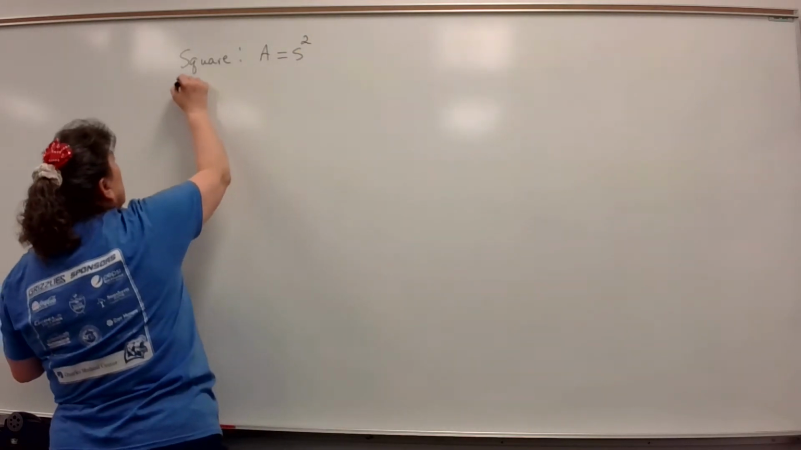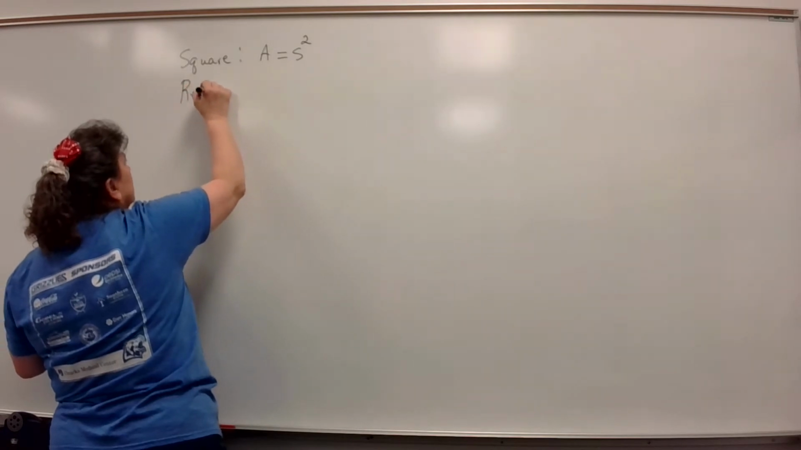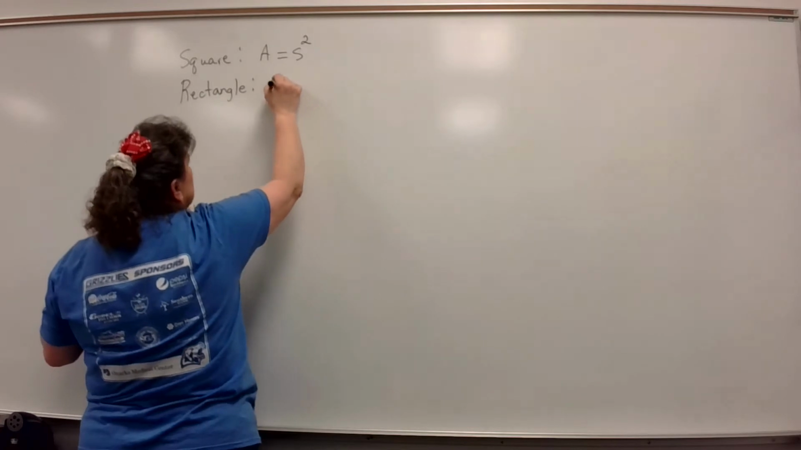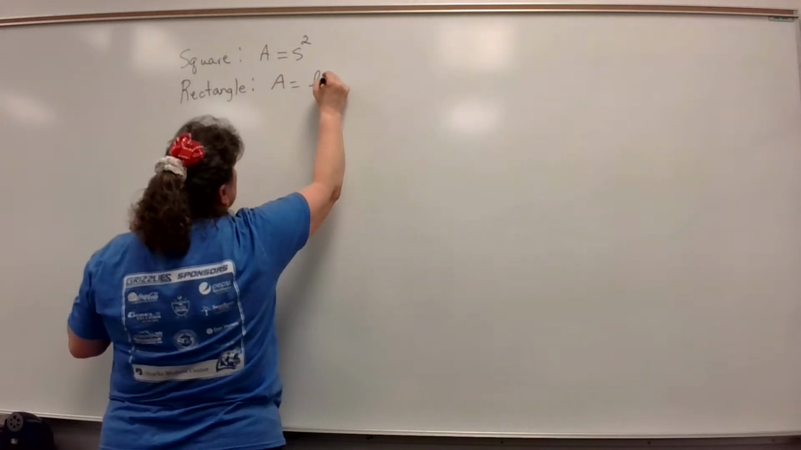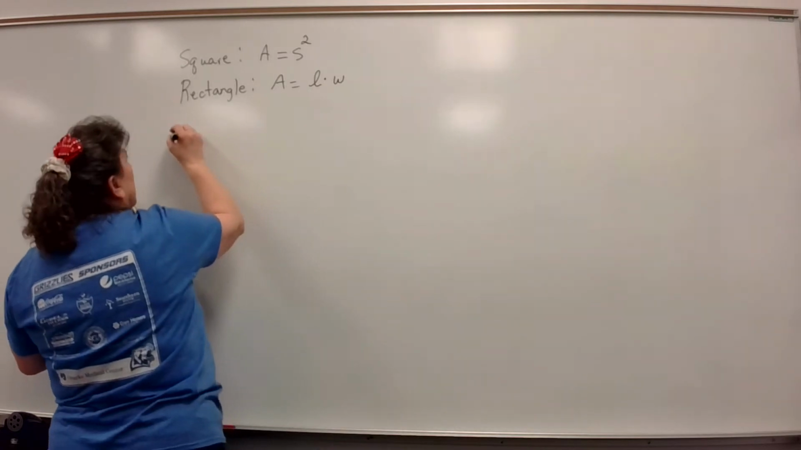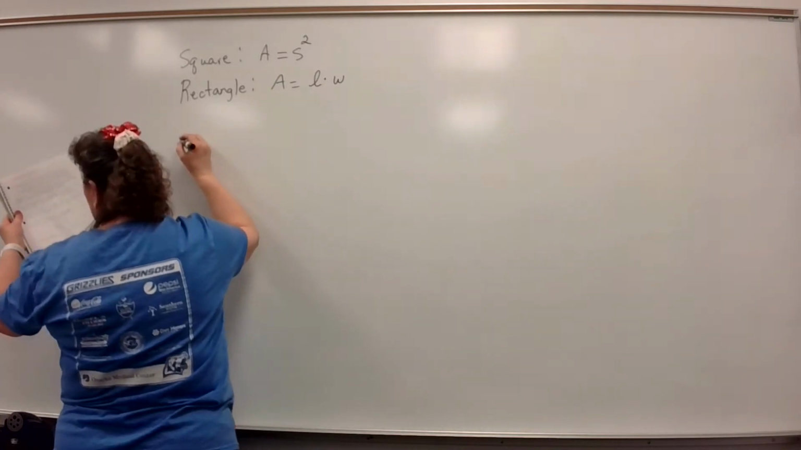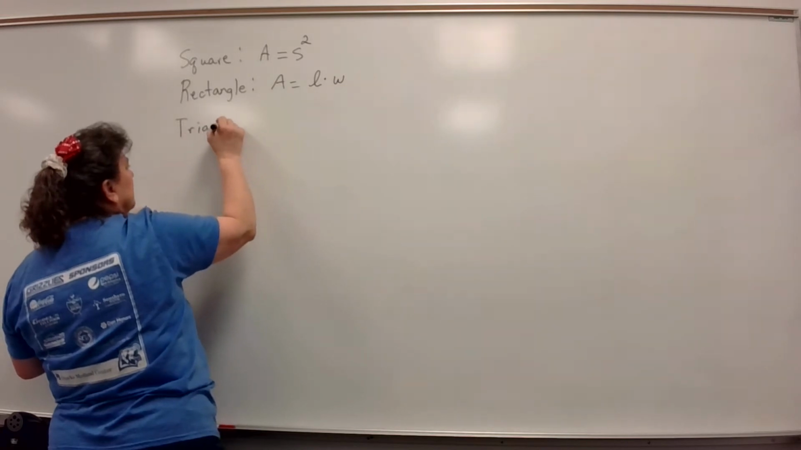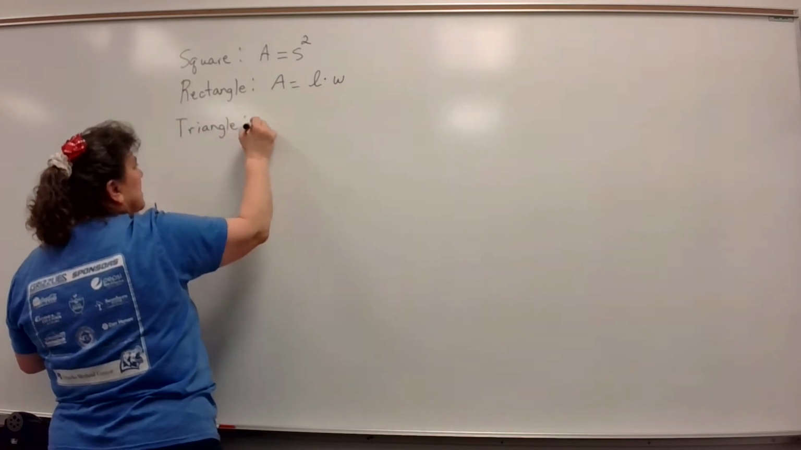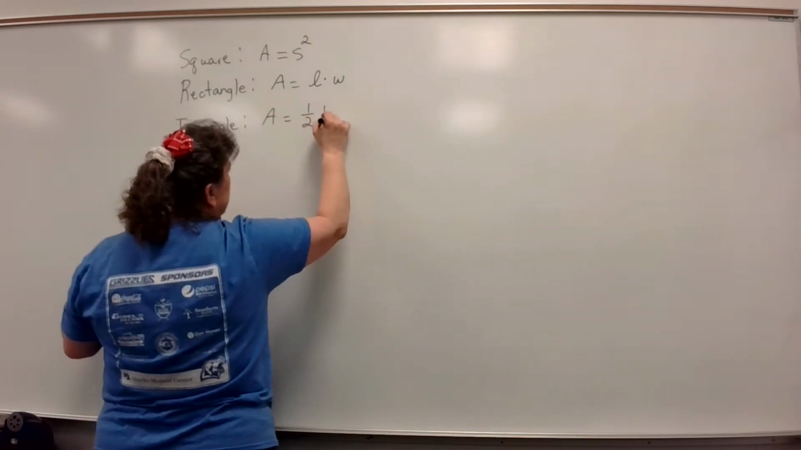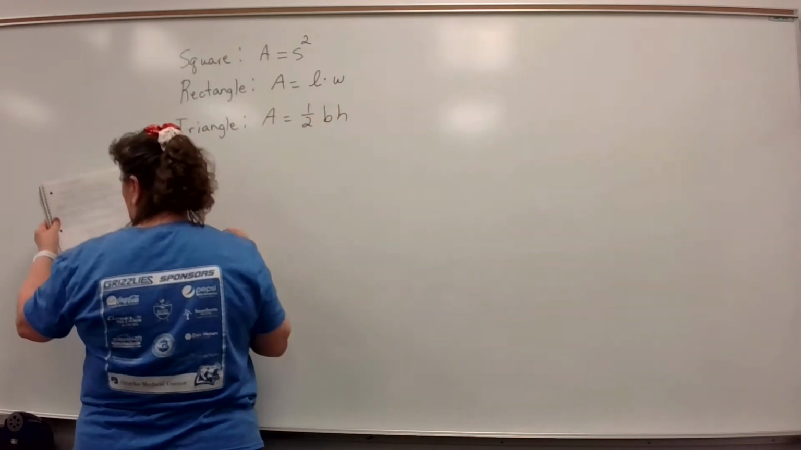The area of a rectangle is equal to the length times the width. And again, it's going to be in square units. All of these are. The area of a triangle is 1/2 the base times the height.